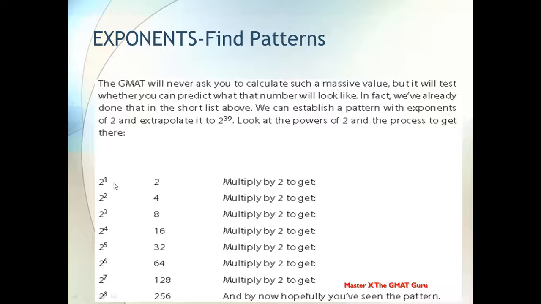Easy, right? 2 to the power of 1 is 2. Then you multiply by 2 again to get 2 squared, which is 4, right? Then you multiply by 2 again to get 2 cubed, which is 8. These, by the way, you should remember when you go to GMAT by heart, right?